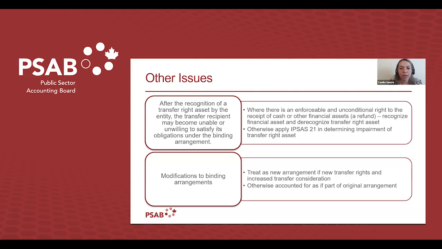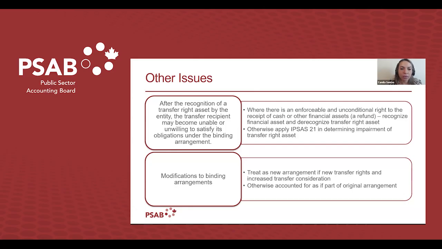Subsequent to its recognition, the entity shall measure the financial asset in accordance with IPSAS 41. Where the entity cannot recognize a financial asset, that is, the entity does not have a right to a refund, the entity shall assess the transfer right asset for impairment in accordance with IPSAS 21, Impairment of Non-Cash-Generating Assets.